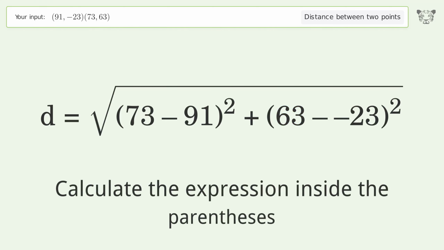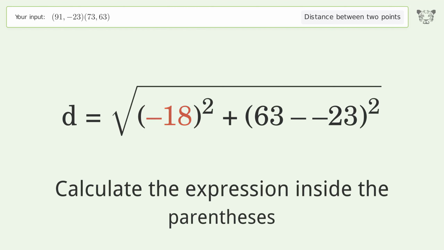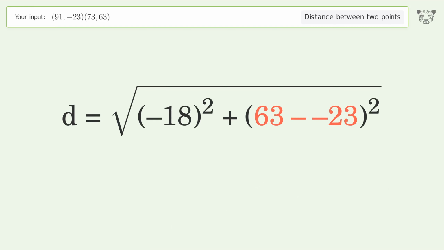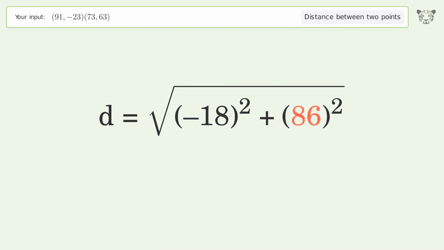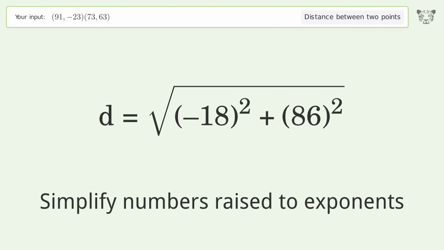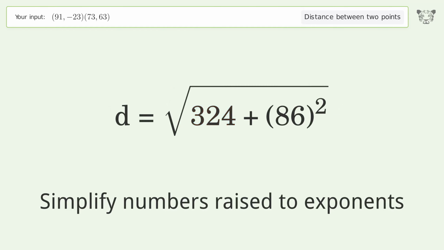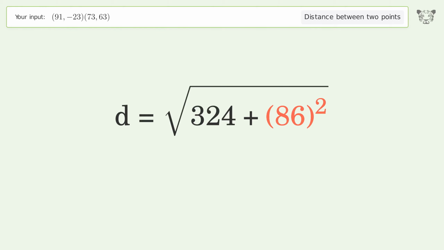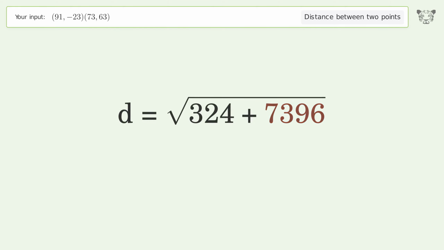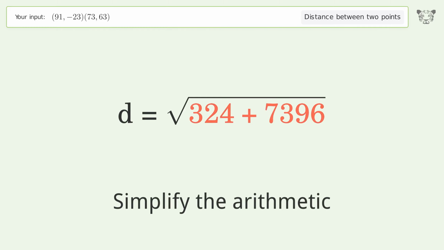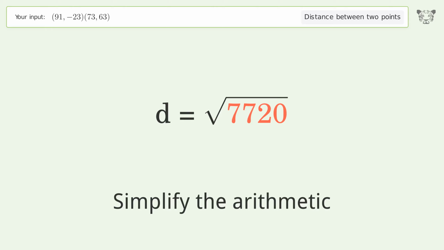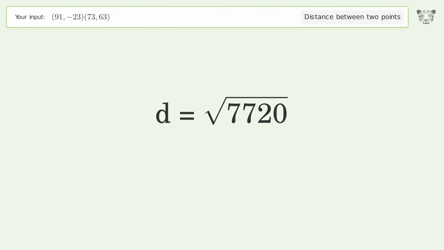Calculate the expression inside the parentheses. Simplify numbers raised to exponents. Simplify the arithmetic. And so the distance between the 2 points is the square root of 7,720, or 87.864.